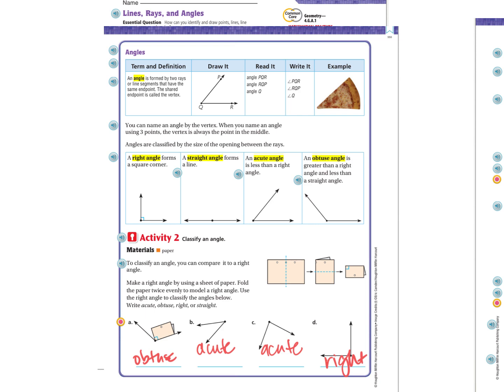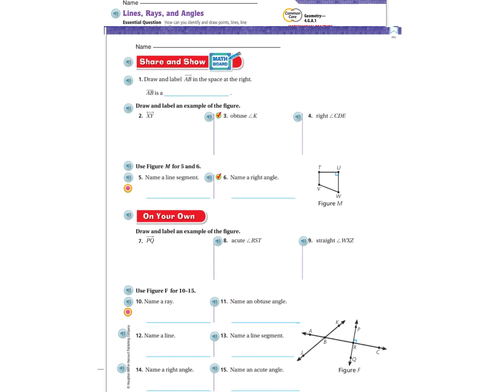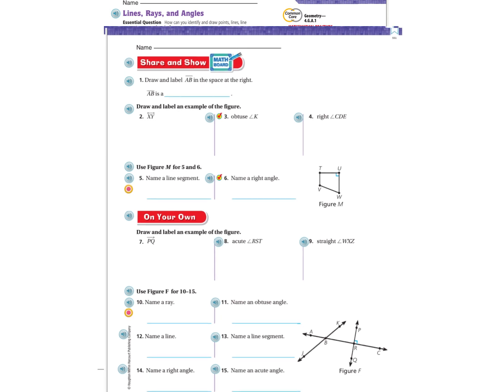Let's turn to the next page. Share and show. Here we go. Ready and read. Draw and label A, B. Oh, but what is that? Line segment. It's a segment. Segment A, B in the space at the right. Okay, so let's do it. We have A and we have B. Do the lines go forever? They don't have arrows on them, so they're what? It's a line segment. Okay, very good. So AB is a line segment.